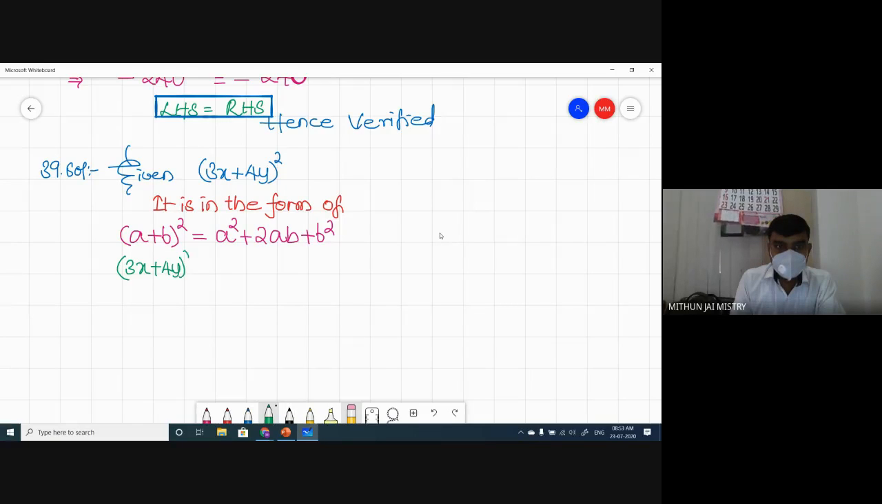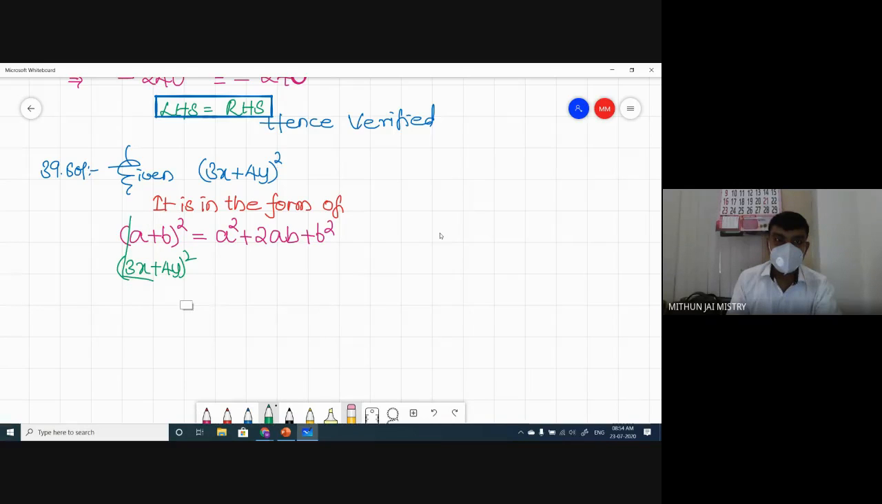Got it? Now once again, let me write exactly below this: a plus b whole square, 3x plus 4y whole square. What is this? This is nothing but the given question. Why am I writing it exactly below? So that I can see that a should be replaced by 3x and b should be replaced by 4y. Wherever you see a, write 3x. Wherever you see b, write 4y. That's the job. I hope you got me.